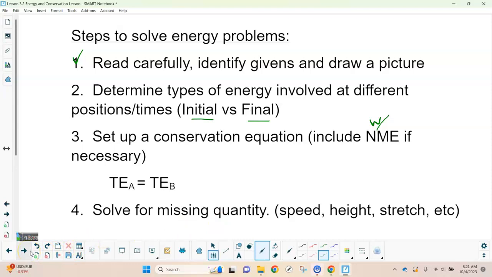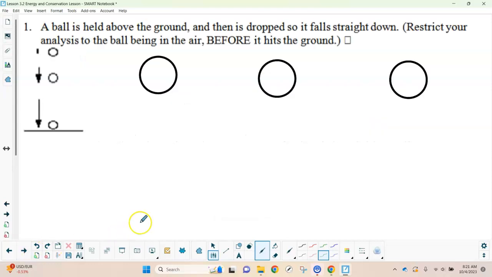But this video is not dedicated to problem solving. It's really just dedicated to the concepts. All right, so let's talk about this example here. It says a ball is being held above the ground, then it drops and falls straight down. Restrict your analysis to the ball in the air, before it hits the ground. So going from here right until it hits the ground. So it's not hitting the ground there.